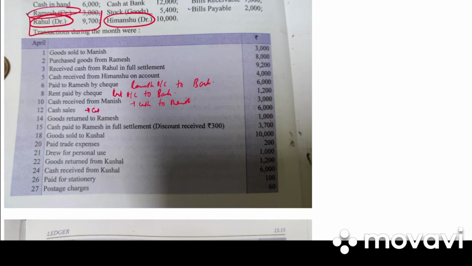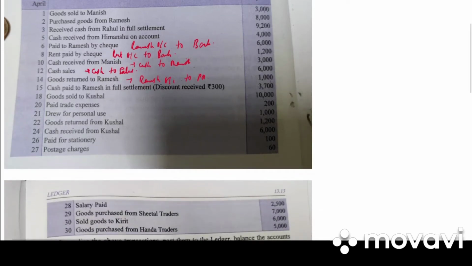Then we have cash sales. Cash to sales. Narration is cash sales. Goods returned to Ramesh. So Ramesh account debited to purchase return account. Narration. Goods returned to Ramesh. Then we have cash paid to Ramesh in full settlement. So it is Ramesh account debited to cash account to discount received account. Ramesh will be 4,000, cash 3,700, discount is 300. Write down the narration. Paid to Ramesh in full settlement.